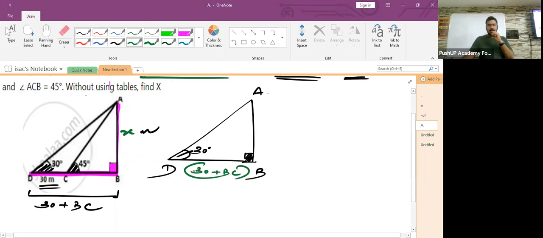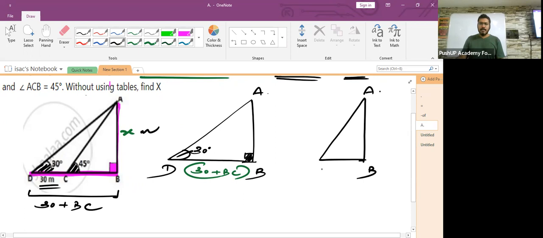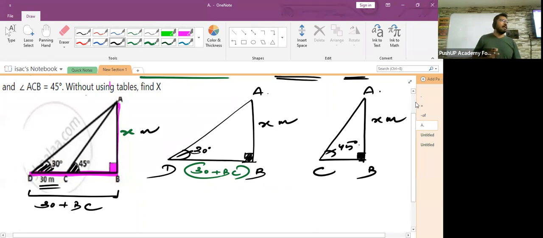Then let's draw the second right angle triangle, which is smaller in size. The second right angle triangle, which is ABC, where angle B is equal to how much? 90 degrees. And how much is C? C is 45 degrees. Do we know the sides of this triangle ABC? No, right? We don't have any idea. The only idea we have is regarding AB, which is given to us as x meters. Label it.